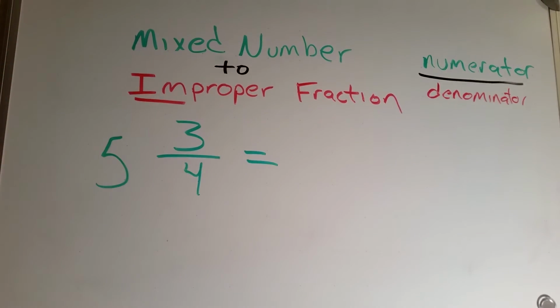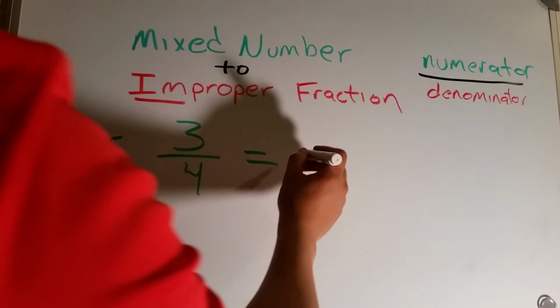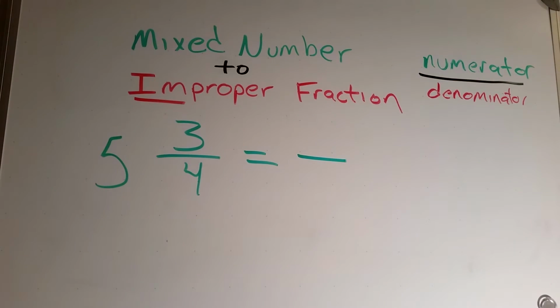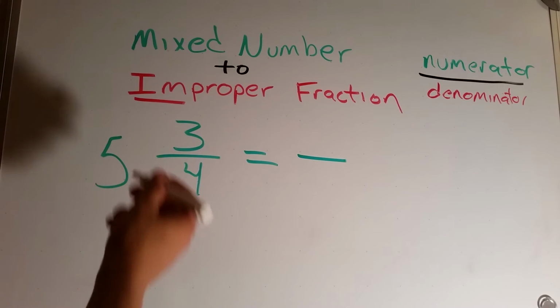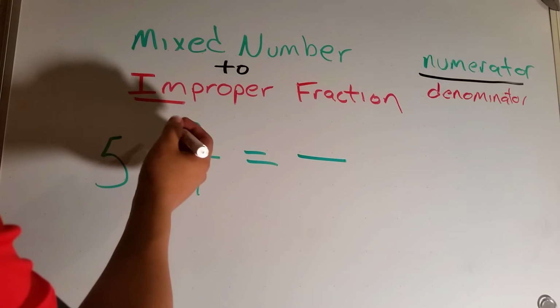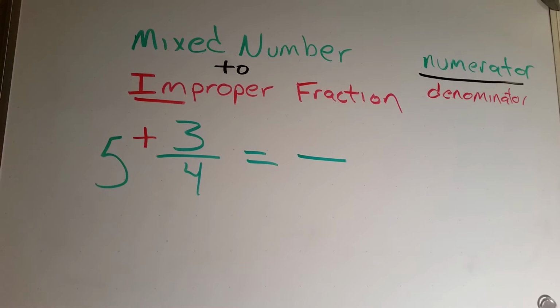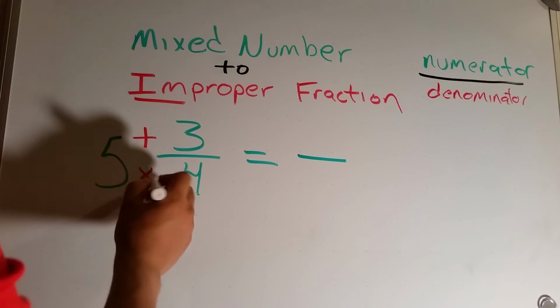Now, the trick that I'm going to show you today is called a Texas. I call it Texas because it might help you remember. The abbreviation for the state of Texas is TX. So we're using the addition sign as a T and the multiplication sign as the X.